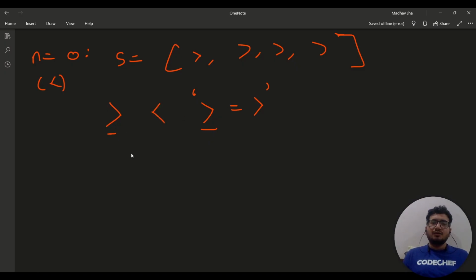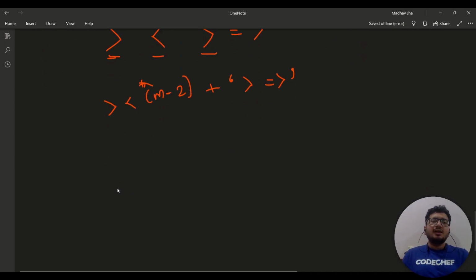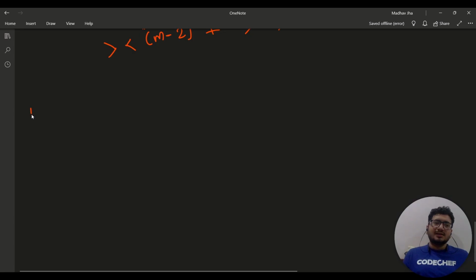So now again, what do we have here? We have this, and for each of the rest of the greater ones we have something like this. We'll print this m minus 2 times, and at the end we'll print this greater than, equal to, greater than.